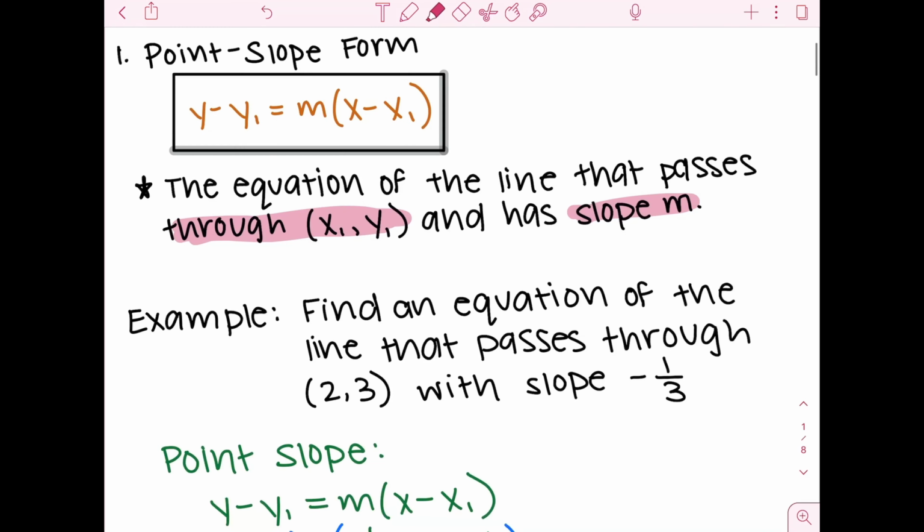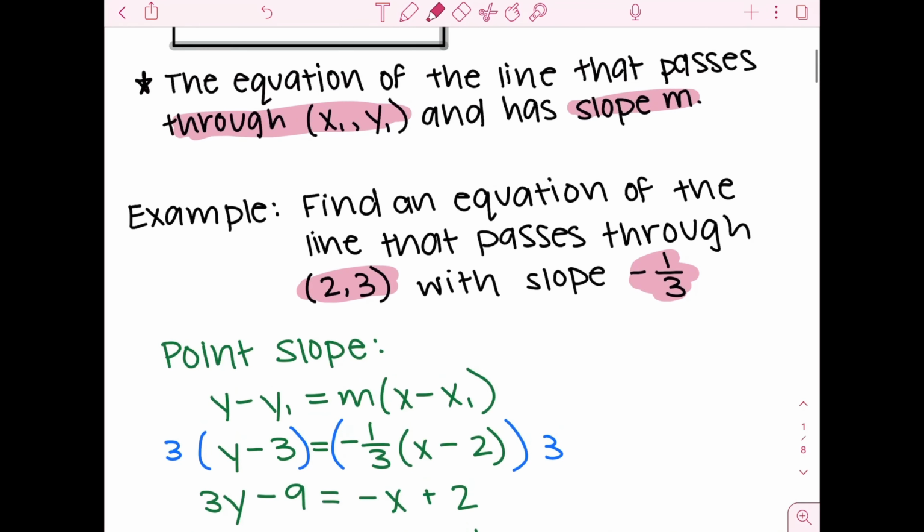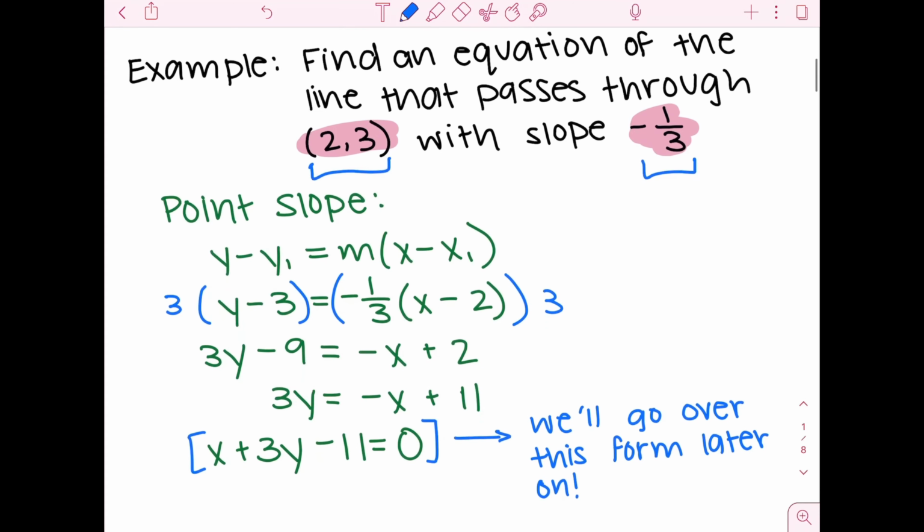So in order to reestablish this equation, this form, and this idea, let's solve an example. Find an equation of the line that passes through the point 2, 3 with slope negative 1/3. If we look back up, we're going to see that 2, 3 is going to act as our x1, y1, and negative 1/3 is going to act as our slope m. So with that in mind, let's set up our equation.